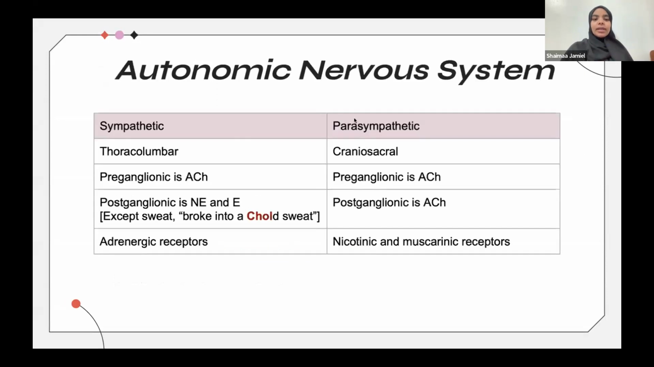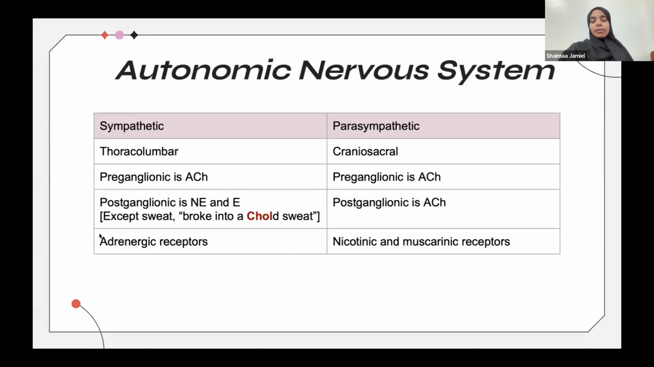Okay. So basically, the autonomic nervous system, just a quick overview, it's either sympathetic or parasympathetic. Sympathetic is thoracolumbar, parasympathetic is craniosacral. For both sympathetic and parasympathetic, the preganglionic neurotransmitter is acetylcholine. The receptors at the ganglion, both of them, receive acetylcholine.